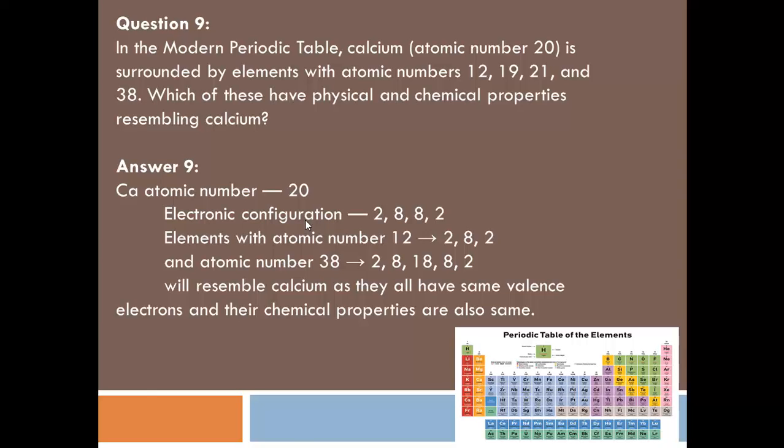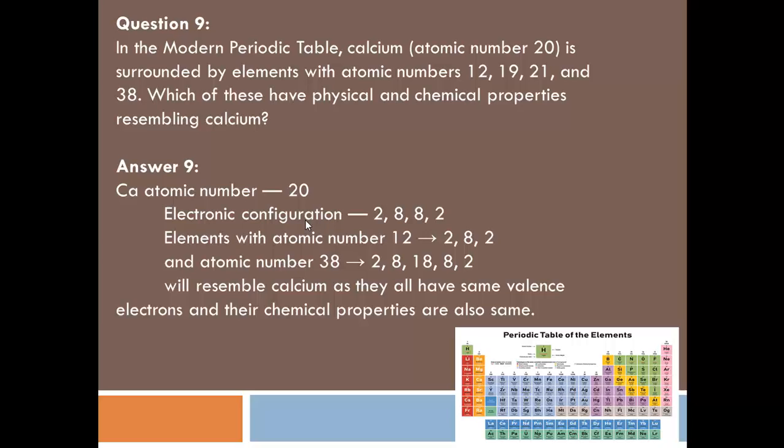In the modern periodic table, calcium, atomic number 20, is surrounded by elements with atomic numbers 12, 19, 21 and 38. Which of these have physical and chemical properties resembling calcium? So we know that when the outer electrons are the same, they will come in the same group and they will have similar chemical and physical properties.